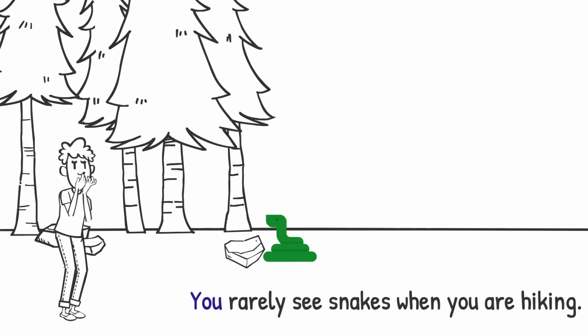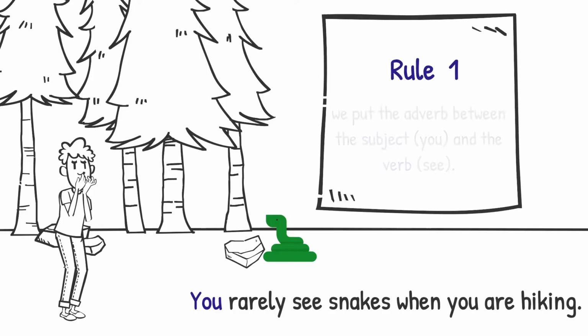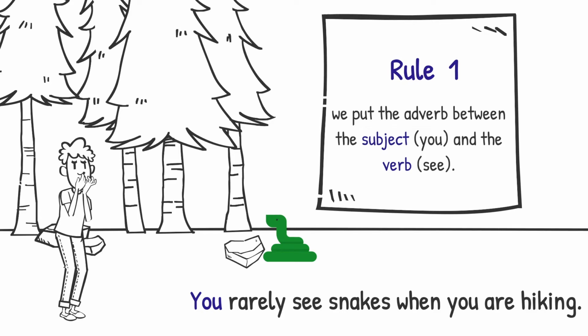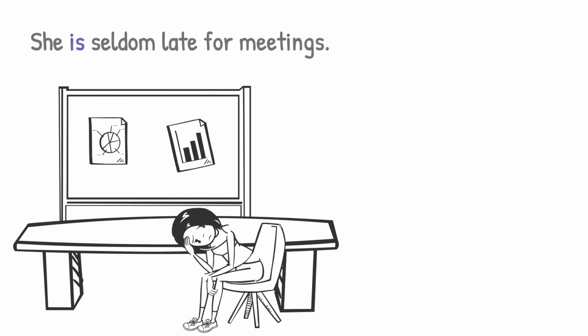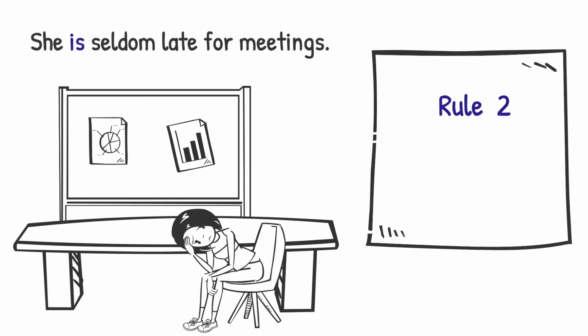But if you are the person who continually puts the adverb in the wrong position, well, here are the answers with 4 easy to remember rules. Let's take a look. Rule number 1. Put the adverb between the subject and the verb. Rule number 2. Put the adverb after the verb to be, is, am, are, etc.